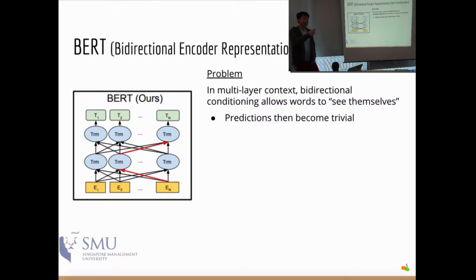So in this manner, the authors claim that the predictions become trivial because the model can just learn to copy the weights over to the last layer and then use that to predict. The prediction is very easy and the model doesn't learn anything except to just copy the weights.